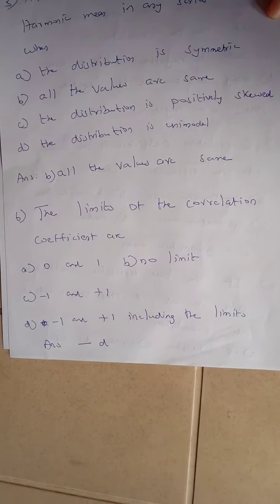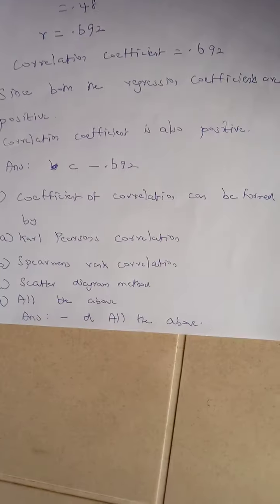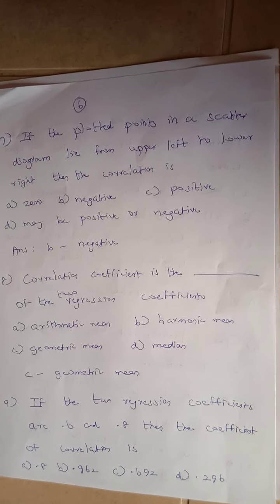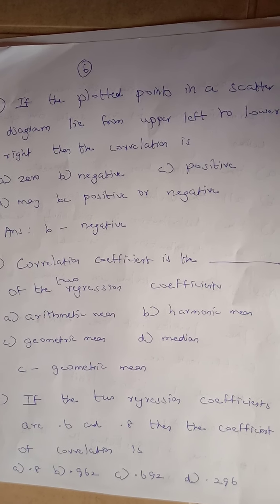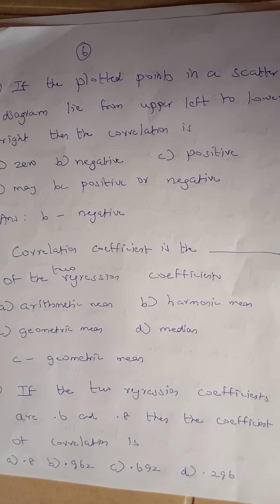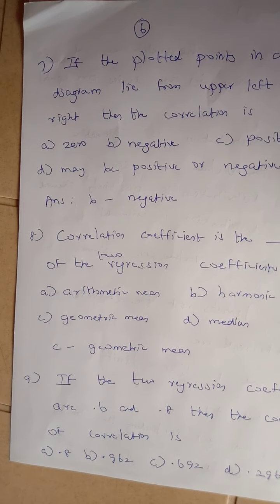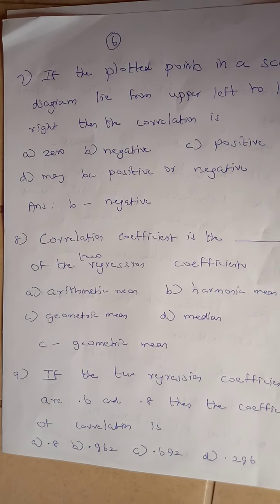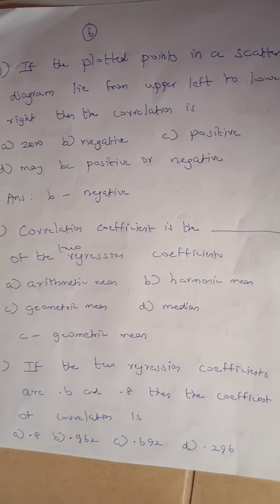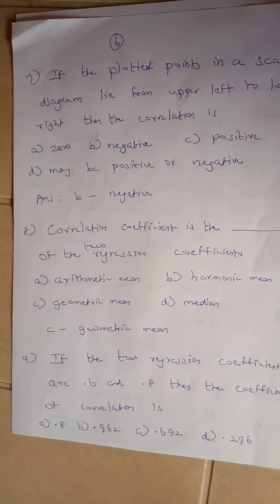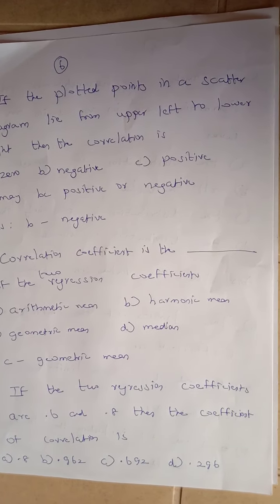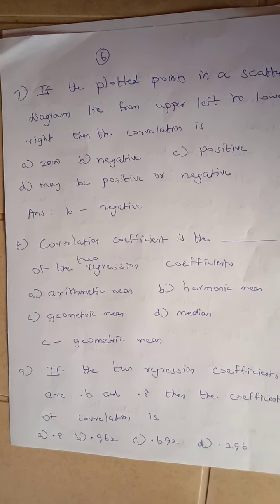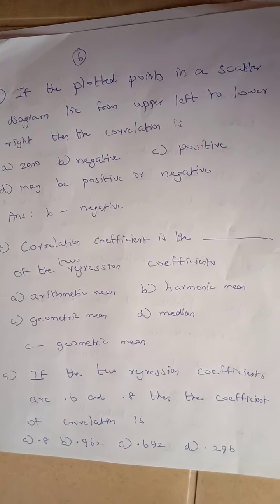Question number 7. If the plotted points in a scatter diagram lie from the upper left corner to the lower right, then the correlation is: option A, 0; option B, negative; option C, positive; option D, may be positive or negative. So here the correct option is negative. If the points all lie from upper left to lower right, then the correlation is negative. If all the points lie from lower left to upper right, then the correlation will be positive. You should know that. It comes from the scatter diagram.